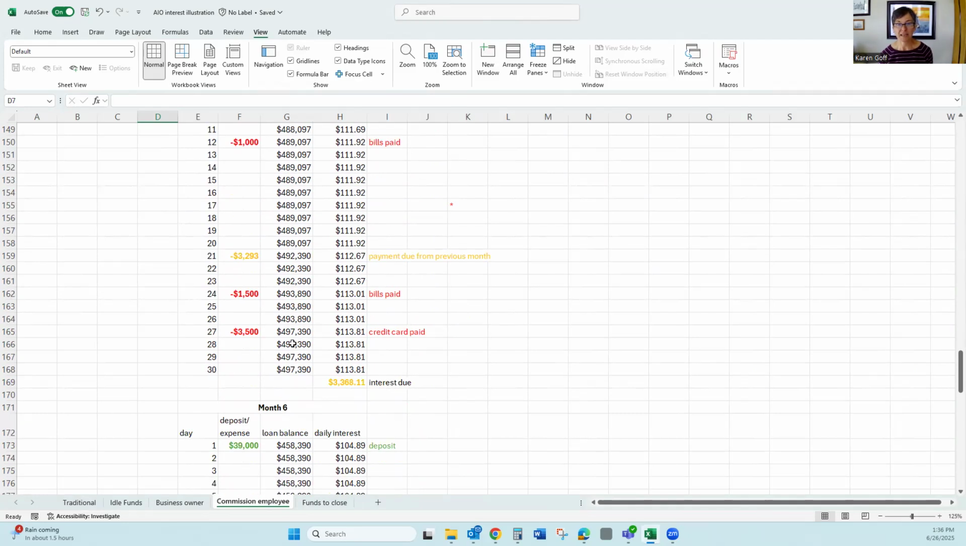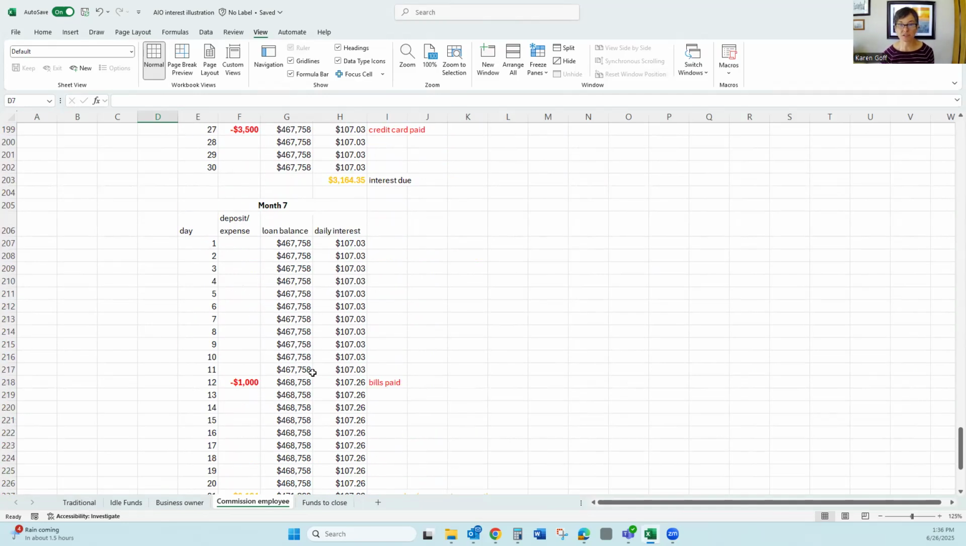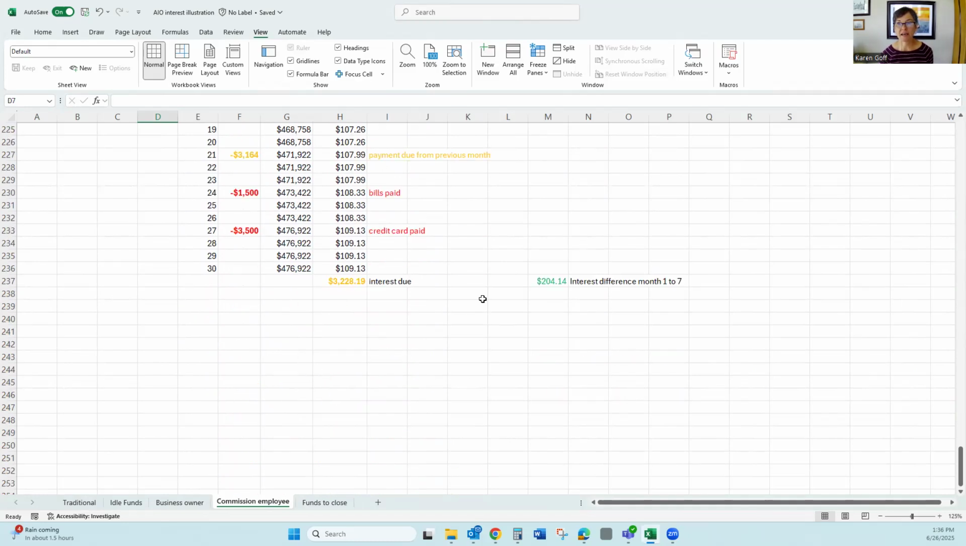Month 5, same. Month 6 ends up getting another big check. So $39,000 gets deposited in month 6. Month 7, no deposits, just expenses. And at the end, the difference in the payment from the beginning to six months into it, month 7, is $204. I hope that this is kind of clicking.